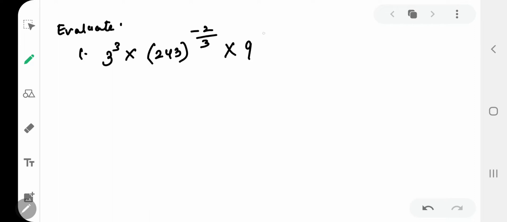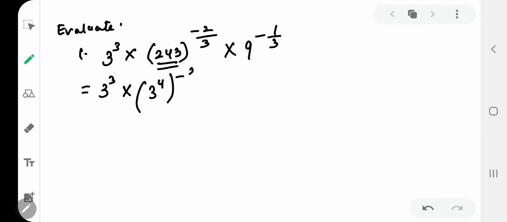Problem number 1, which says evaluate. Evaluate means to find the value. You have 3 raised to 3 into 243 raised to minus 2 upon 3 into 9 raised to minus 1 upon 3. How to evaluate this? My dear kids, 3 raised to 3, I'll keep it as it is. 243, how will I write 243? If you know 3, if I multiply it 4 times, I'll get 243. So I'll convert that 243 into exponent form, that is 3 raised to 4.